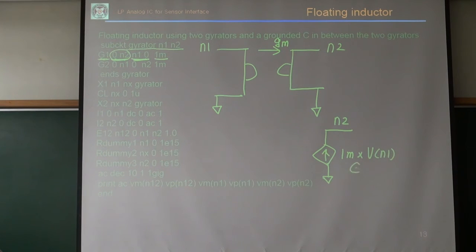And then what's G2? G2 current flows from 0 to N1. This N2 is connected to the minus input node, so this current is minus 1 GM VN2, because this is 0 minus VN2, right? So this is my gyrator.